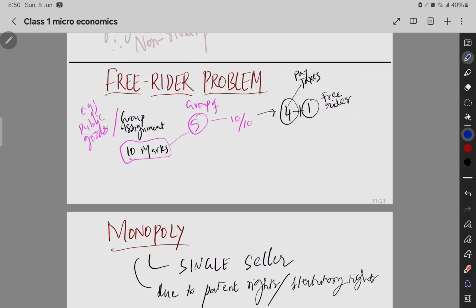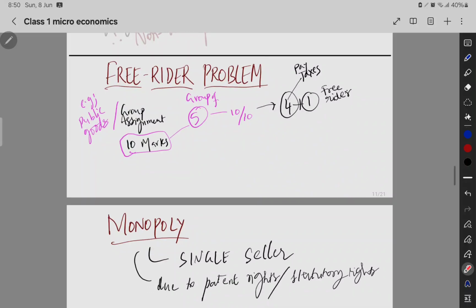Now let us see what is the free rider problem. It is nothing but, let us say there is a group of 5 people, and 4 people are doing a lot of hard work, and finally the group got 10 out of 10. But there is always a free rider who did not even do the assignment, but still he got 10 out of 10 marks. He is called a free rider. That means out of 5 people, only 4 people are paying tax, and the other one is a free rider. It generally happens in the case of public goods.